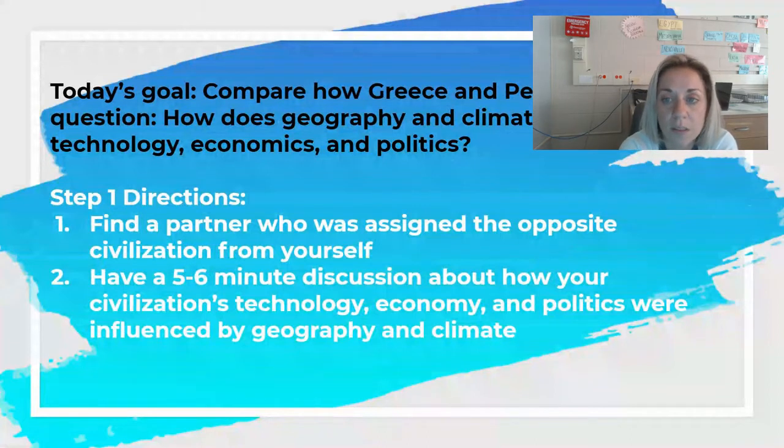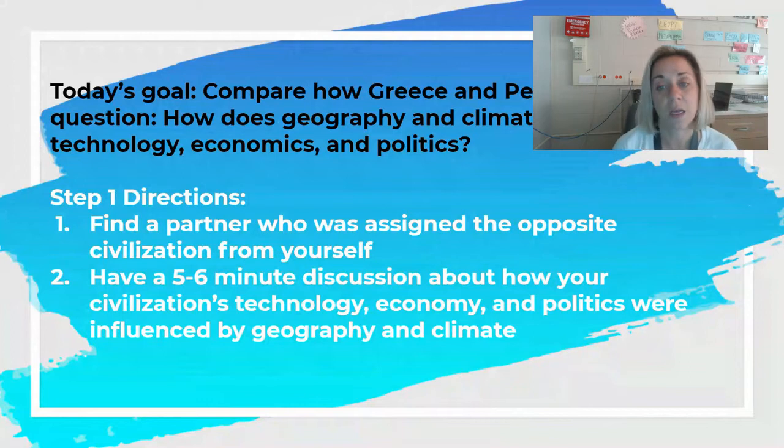Today's goal is that you're going to be able to answer the question: how do geography and climate influence the technology, economics, and politics? I know that on the front of the note sheet it says religion. If you did religion instead of economics or vice versa, that's fine. I'm not going to fault you for that. Your first step is to work with someone in the close vicinity to you who did the opposite civilization from you. So if you did Persia, I want you working with someone who did Greece, or vice versa.